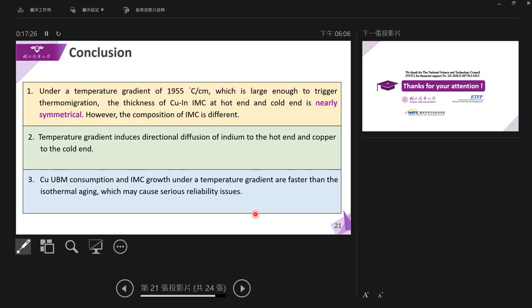And here will be the conclusion part. Under a temperature gradient of nearly 2000 degrees per centimeter, which is large enough to trigger thermal migration, the thickness of the Cu-In IMC at the hot and cold ends is nearly symmetrical. However, the compositions of these IMCs are different. Temperature gradient induced directional diffusion of indium to the hot end and copper toward the cold end. Copper UBM consumption and IMC growth rate under temperature gradient are faster than those of the isothermal aging, which may cause serious reliability issues under thermal migration.